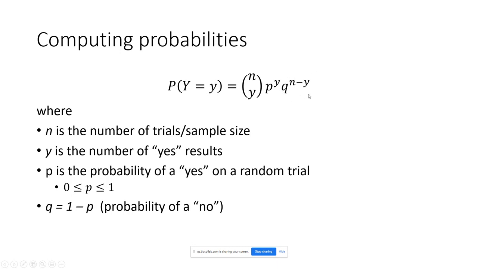This q to the n minus y is the probability of a no being raised to the power of the number of no's, right? N minus y. So that's treating the trials as independent. We can multiply the probability of a no for trial number 1 times the probability of a no for trial number 2, dot, dot, dot, to get the probability that all of those n minus y trials were no's. What is this n choose y doing out front, do you think?